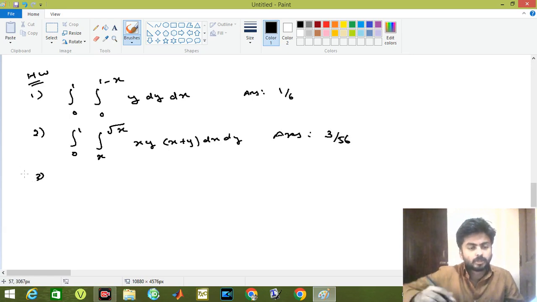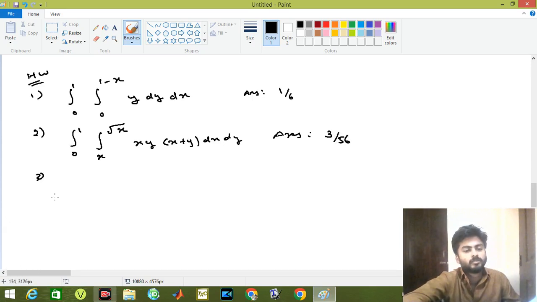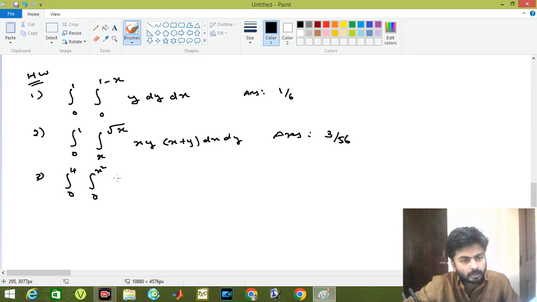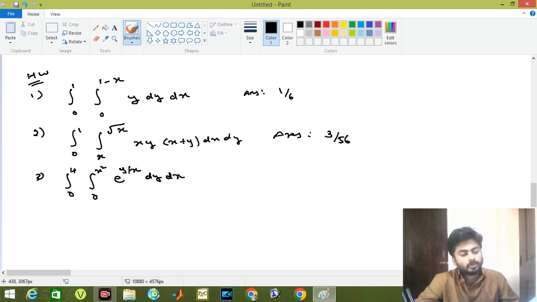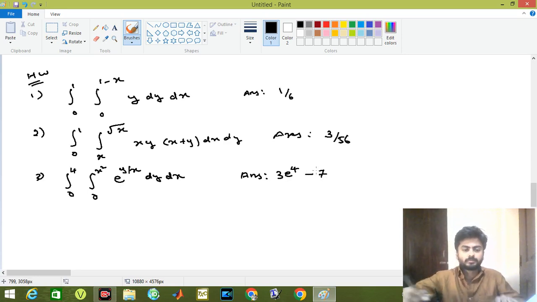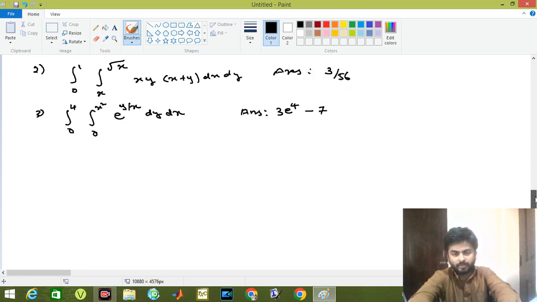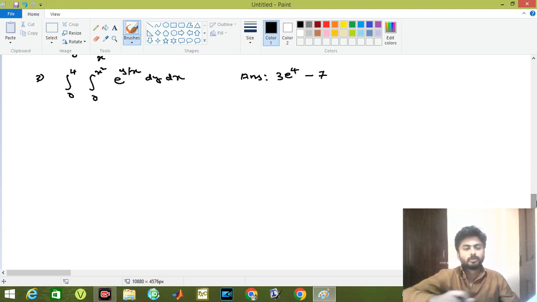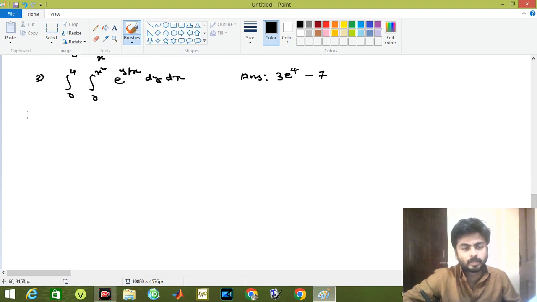And then the third problem is integral 0 to 4, then integral 0 to x square, e power y by x dy dx. For this you have the answer 3 e power 4 minus 7. You have to try these problems. I think you may find the third problem a little difficult, so please do the first two problems as homework. Let me solve this third homework problem. Solution.